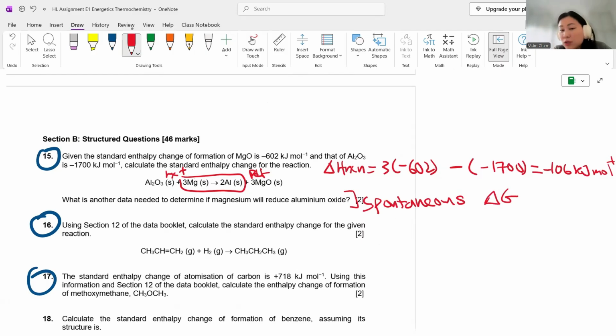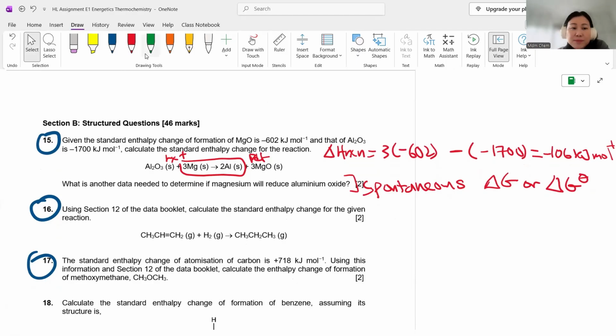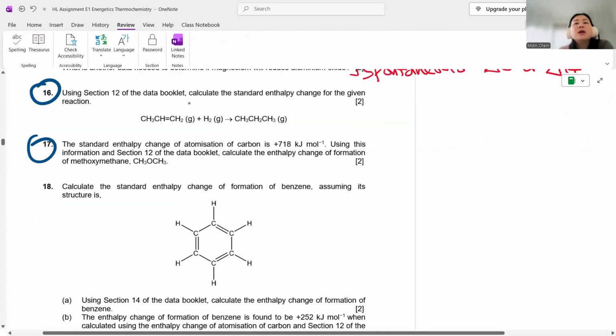If you give me the delta G or the delta G theta value, I can tell from the sign. Because a spontaneous reaction will have a negative delta G theta or delta G value. So if it's a negative value, then I will know that it's spontaneous. Okay, so the other data that you need for question 15 is delta G. That's for question 15. Now we go to question 16.